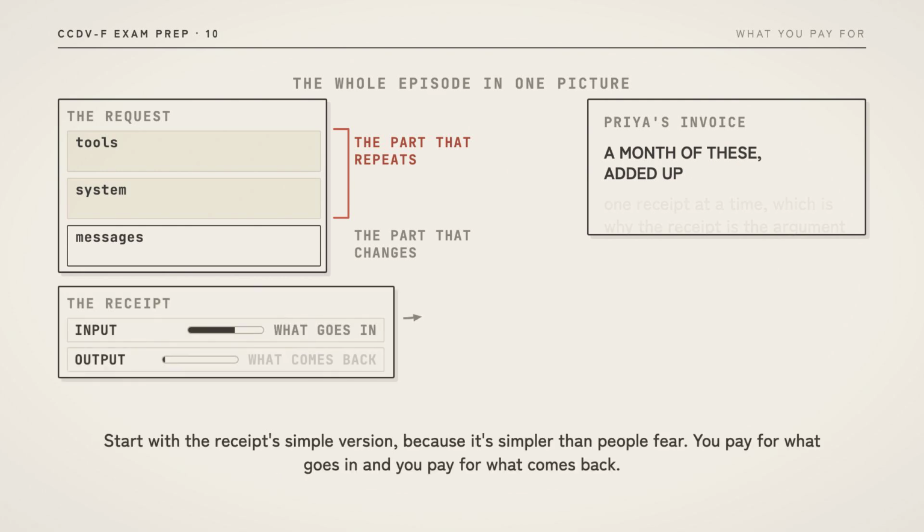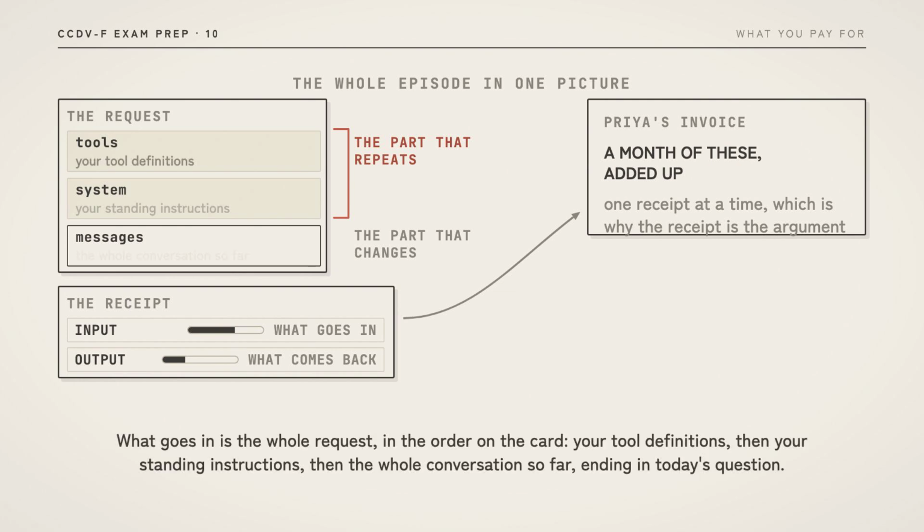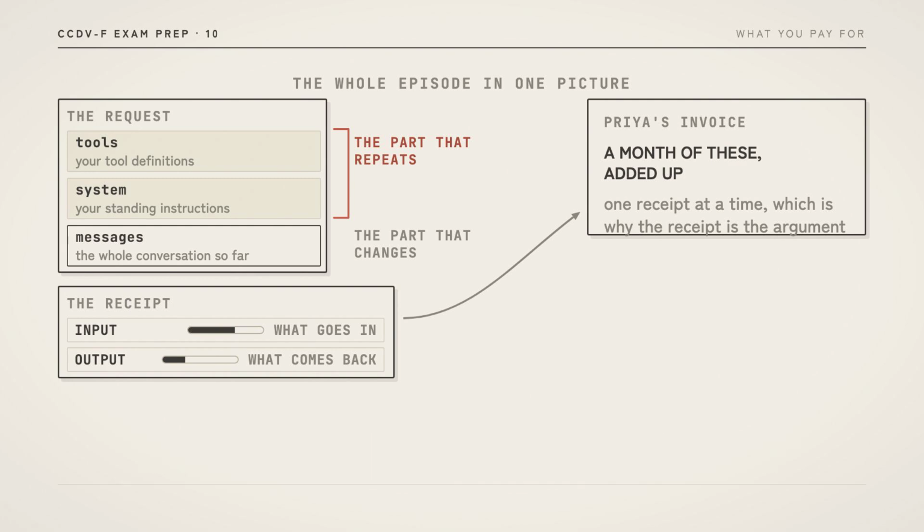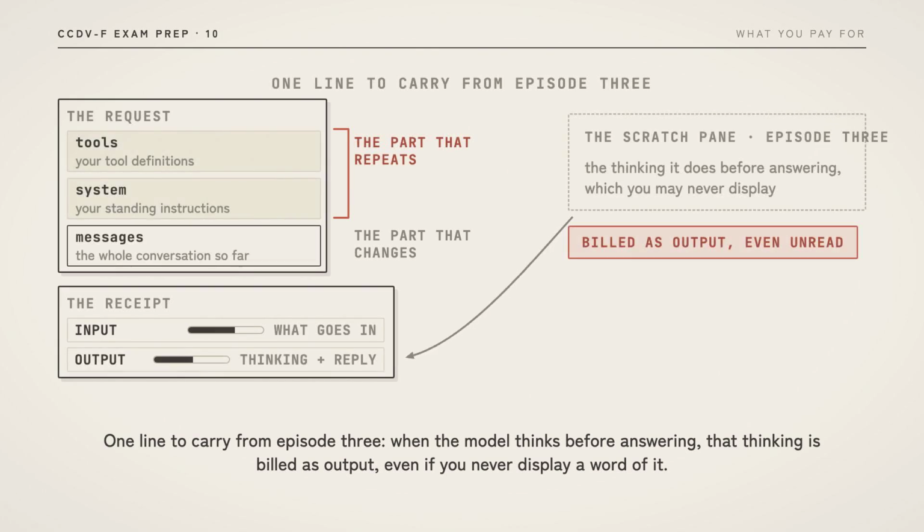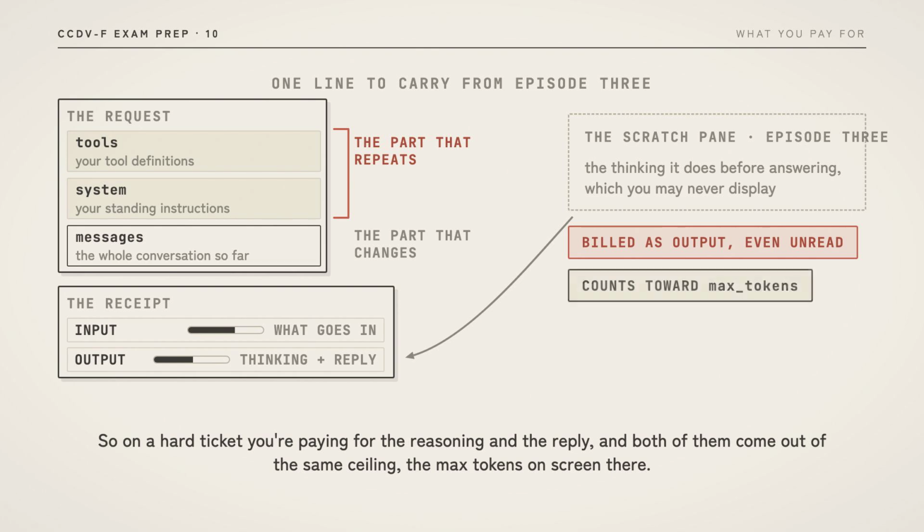Start with the receipt simple version because it's simpler than people fear. You pay for what goes in and you pay for what comes back. What goes in is the whole request in the order on the card, your tool definitions, then your standing instructions, then the whole conversation so far, ending in today's question. One line to carry from episode 3: when the model thinks before answering, that thinking is billed as output, even if you never display a word of it. So, on a hard ticket, you are paying for the reasoning and the reply, and both of them come out of the same ceiling, the max tokens on screen there.